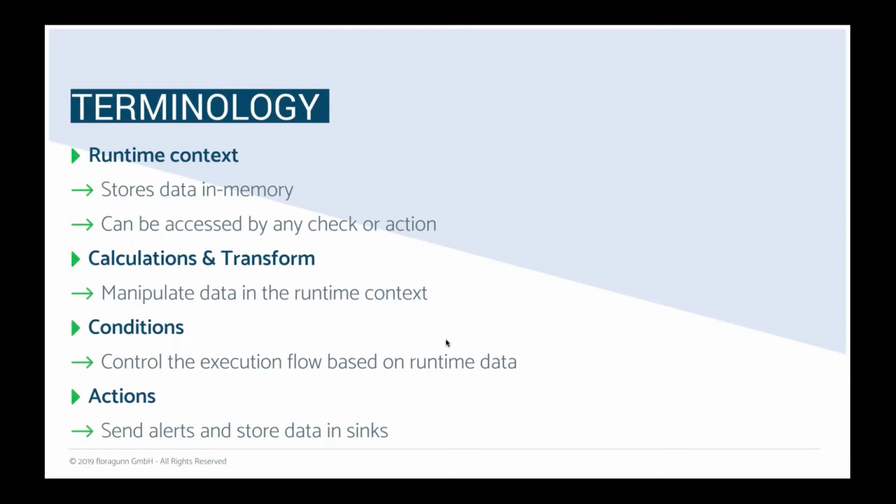You can use transformations and calculations to manipulate the data. And then you can set up conditions for controlling the execution flow. So for example, you can say that the execution flow should only continue once a certain threshold is reached. And last but not least, we have the actions, which are used to send alerts and store data in data sinks.